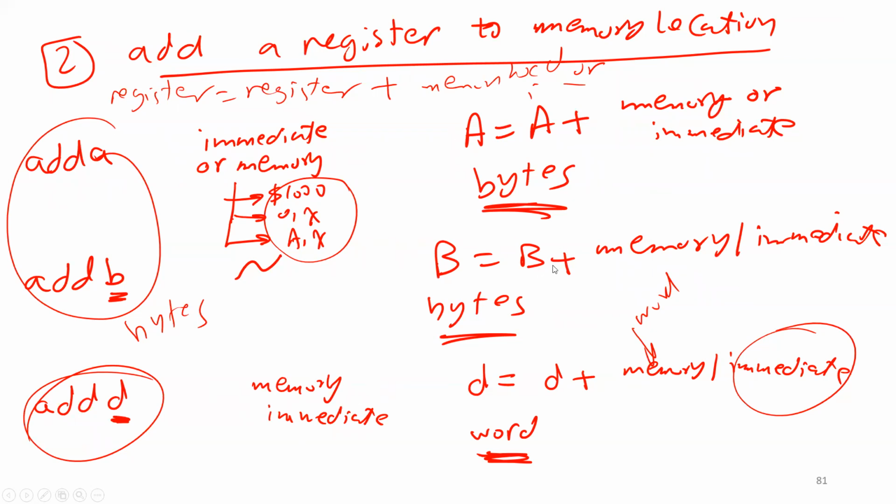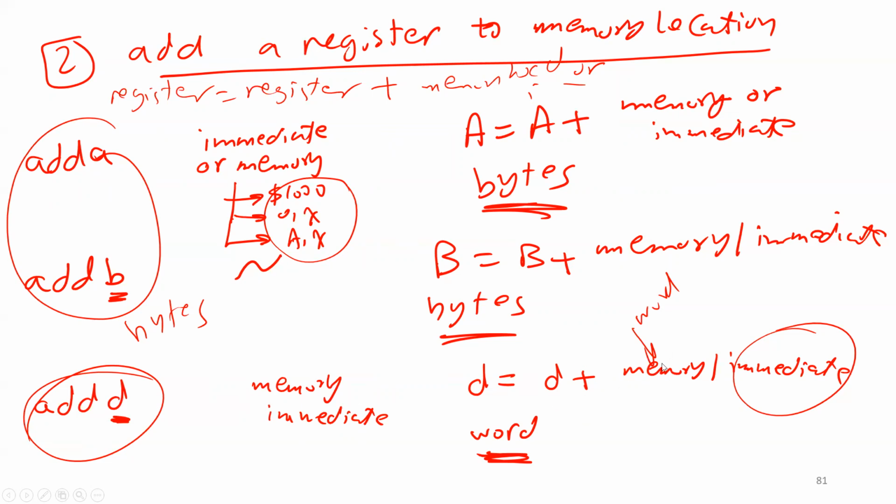This one is going to add B plus a memory location or immediate value, and store the result in B. So this is byte: add byte to byte. We have another one that adds register D. This one is going to be register D, which is a word.